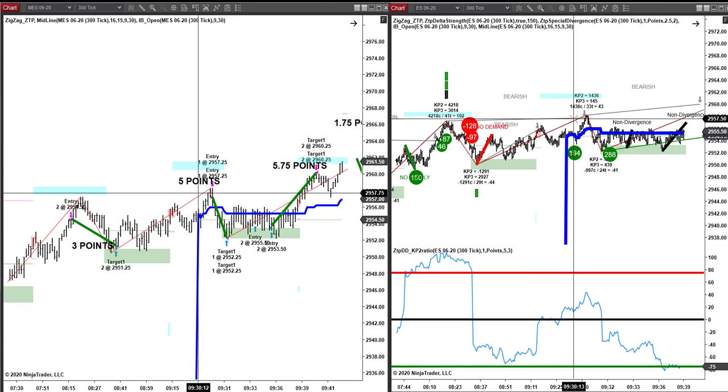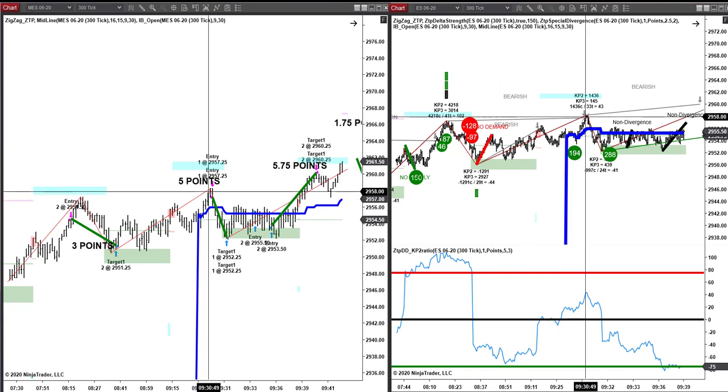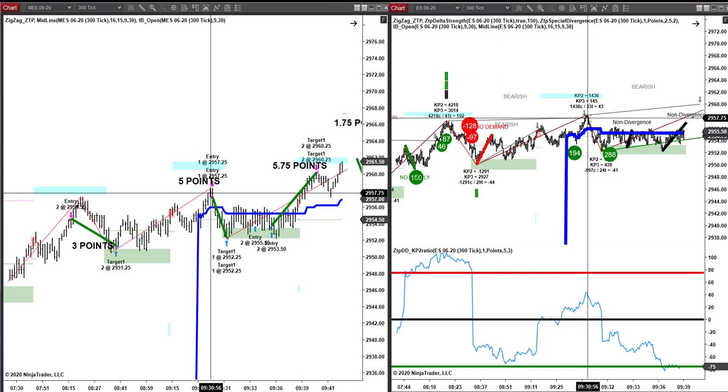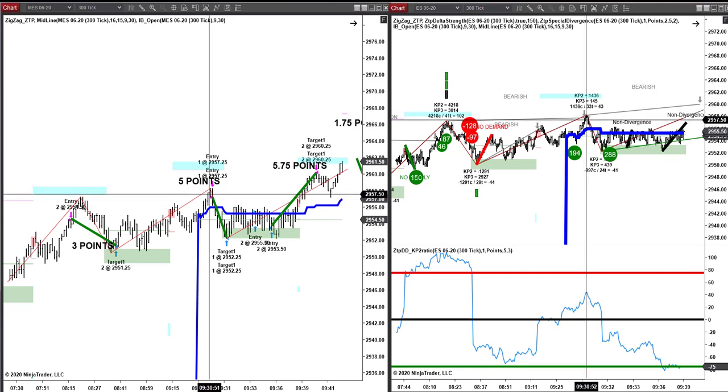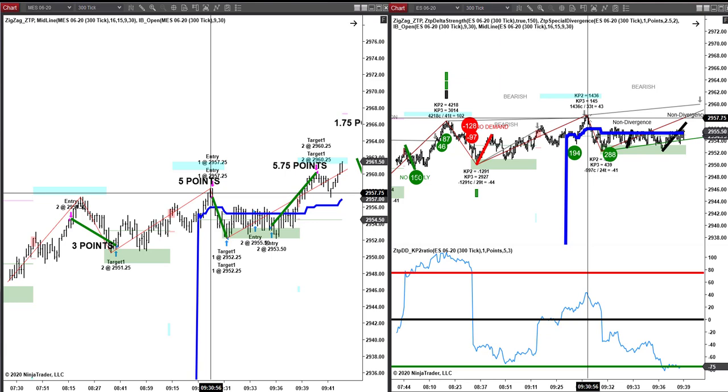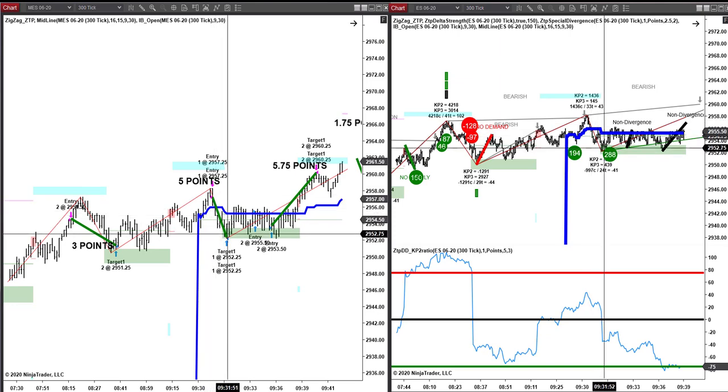Now the second trade I made was just after the open, and the reason I made this trade is because I had a distribution divergence signal up here that became non-divergent when price exceeded. So that was the original reason for the trade. I stayed with it as it traded back to intermediate support and exited that for 5 points on 2 contracts.